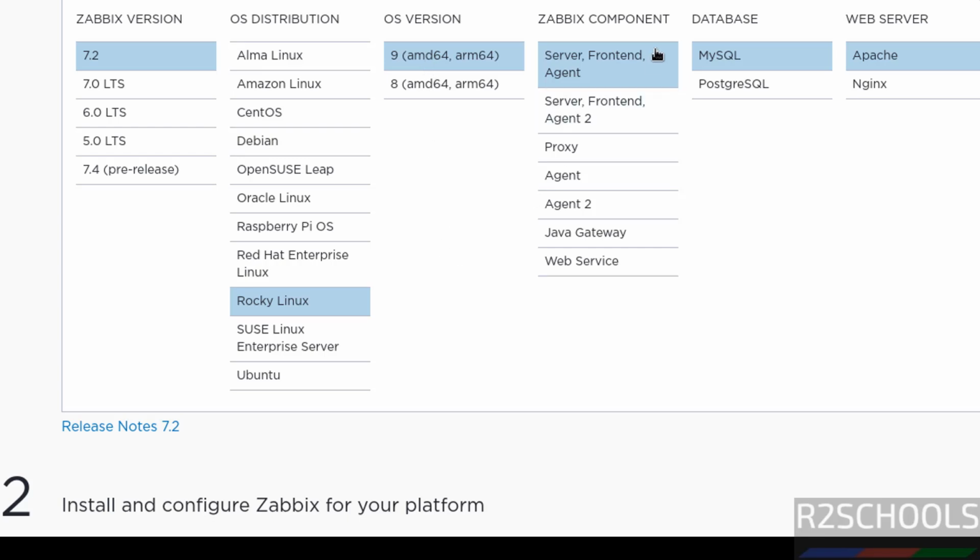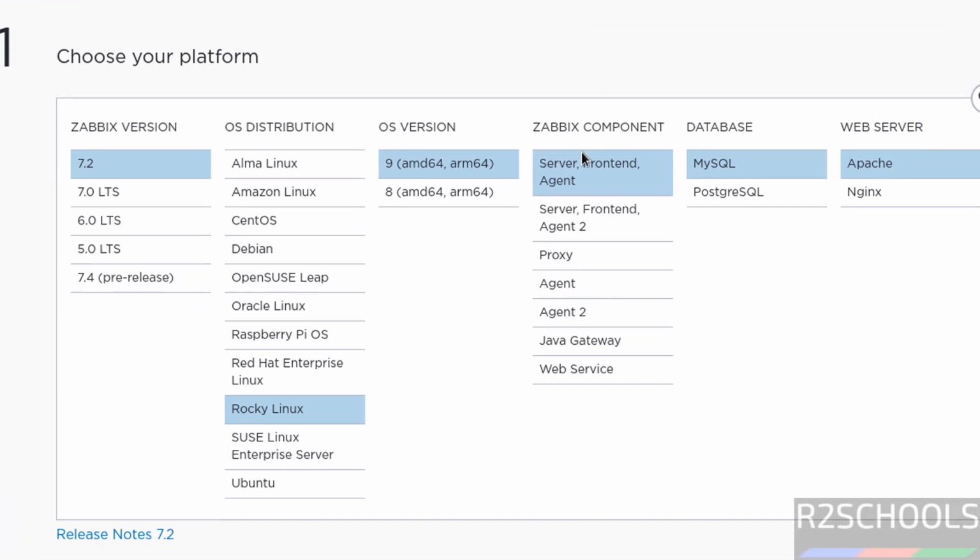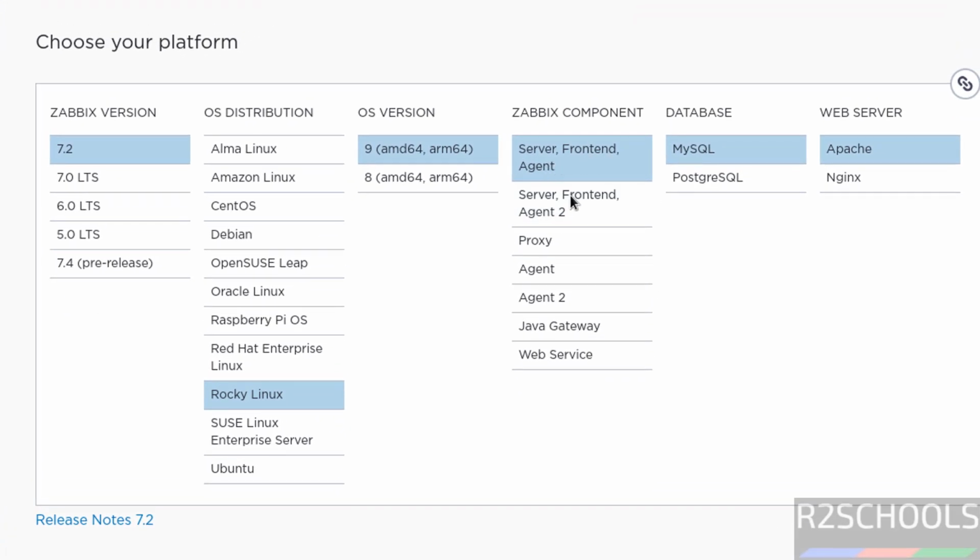Then we have to select the Zabbix components. I'm going to select server, frontend and agent. Then database: select PostgreSQL. Then web server: Apache. If you haven't installed PostgreSQL on Rocky Linux, then search my YouTube channel for how to install PostgreSQL on Rocky Linux. I have already installed this prerequisite. The other prerequisites are Apache web server and PHP extensions.